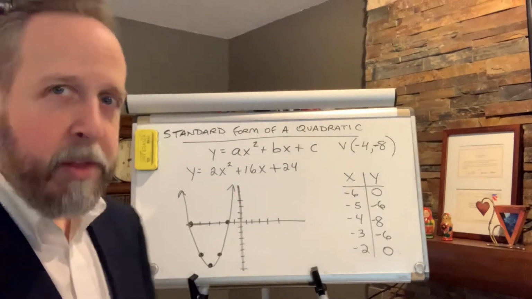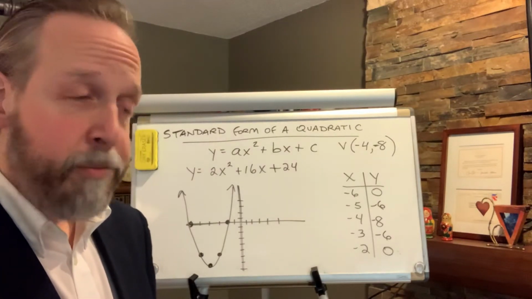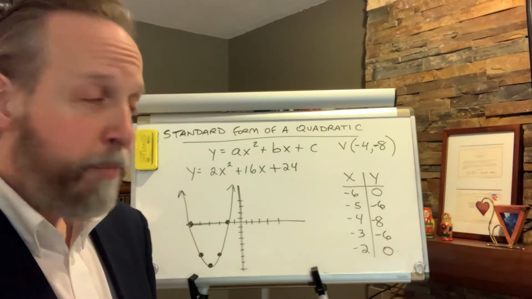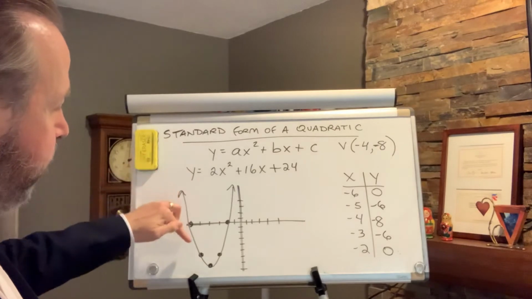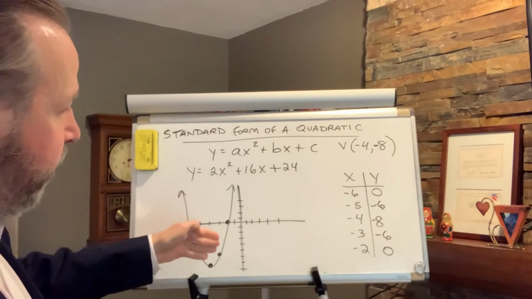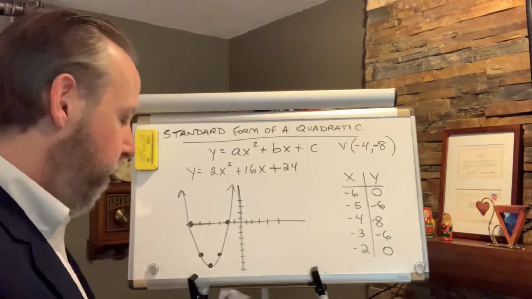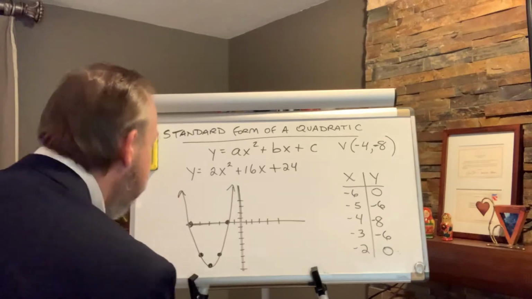Remember the same language we've been using all along. The place where the curve turns is called the vertex. Because this parabola opens up, the vertex is a minimum. We see how it's decreasing as it gets to the vertex, and then it's increasing as it moves away from the vertex. Okay, so there is our one example I wanted to show you.